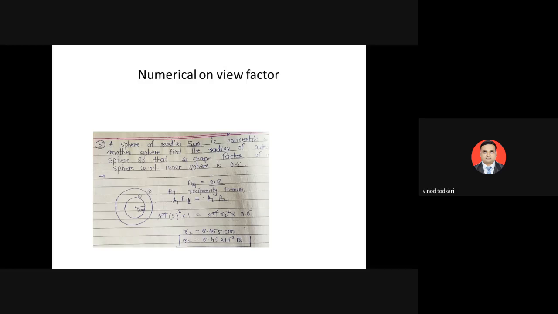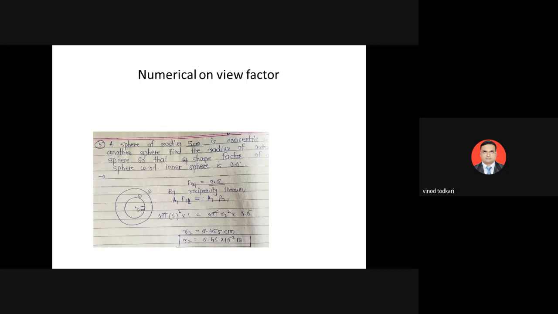F21 is given to you. F21 is given as 0.6. Which value is given? Shape factor of outer sphere with respect to inner sphere. Tell me honestly, is it clear to you? If you apply reciprocity theorem, this question is from last exam, GATE 2019 for 2 marks. Now see, if you apply reciprocity theorem, A1 F12 is equal to A2 F21. You can work out the value of A1. It is 4 pi r square.